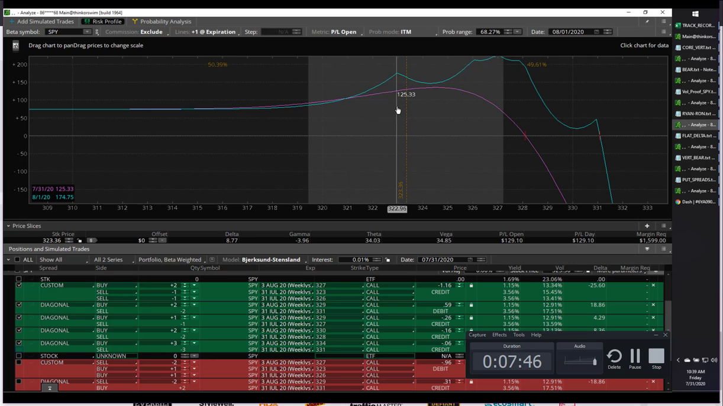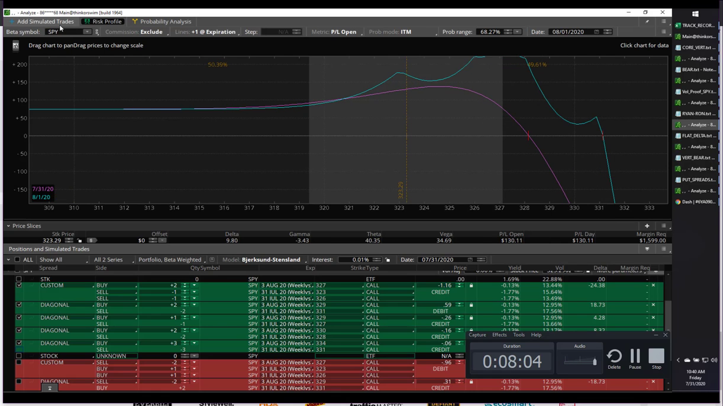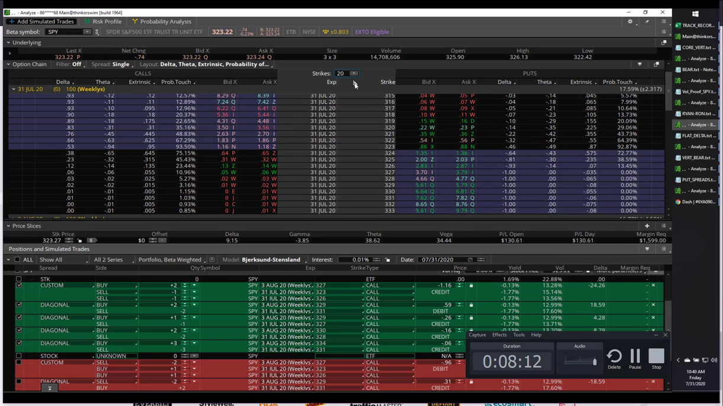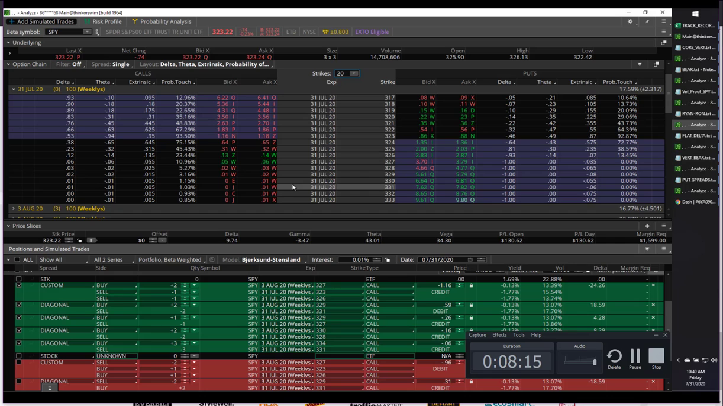If it stays here, you're up. Now obviously, it's very unlikely. As long as it stays up to here today, you're going to make some money. What's the likelihood that it's going to go to 331 by today? Well, here's the probability of touching. 331. Okay, there's a 1% chance.